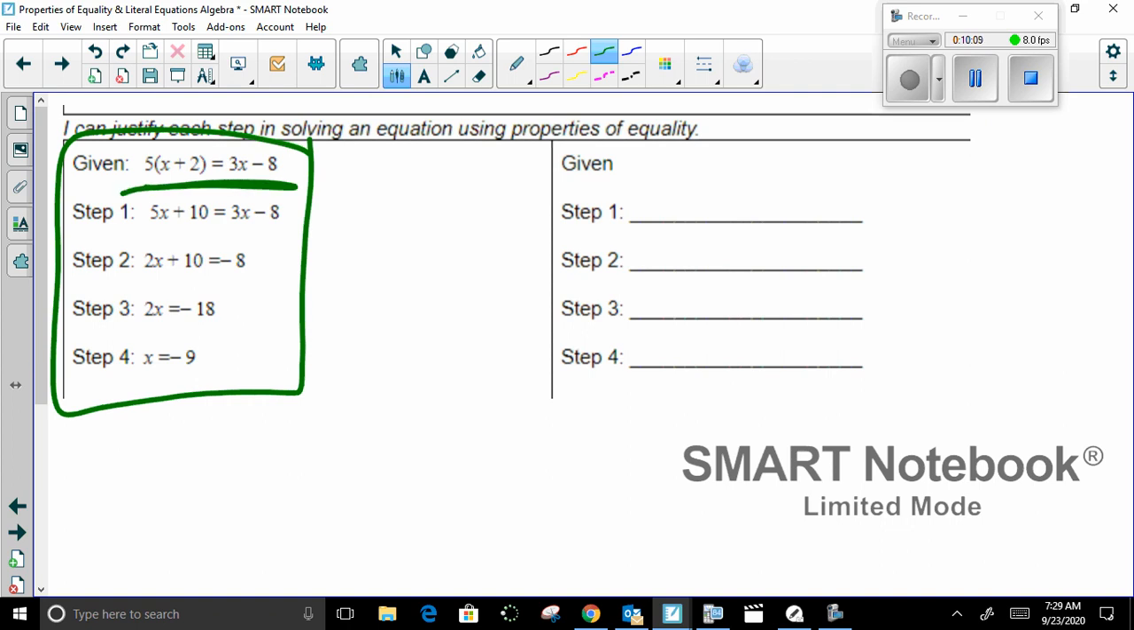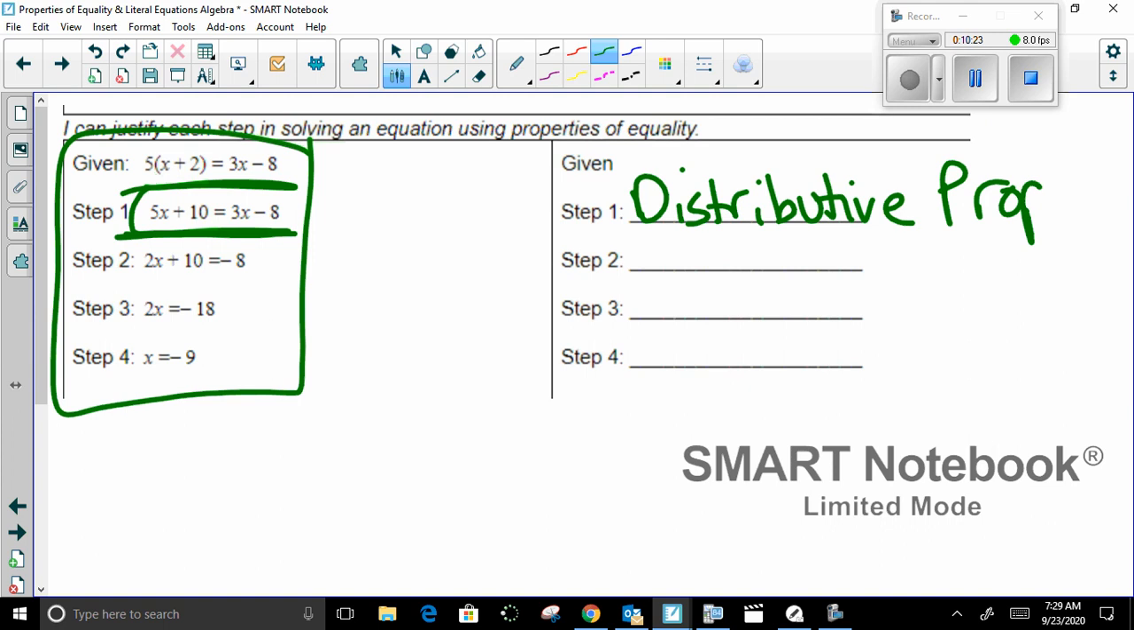How did I go from this to this? What did I do? Very good. I got rid of parentheses, and that is called the distributive property when you get rid of parentheses. And when you distribute, you are multiplying. So I use the distributive property to go from there.